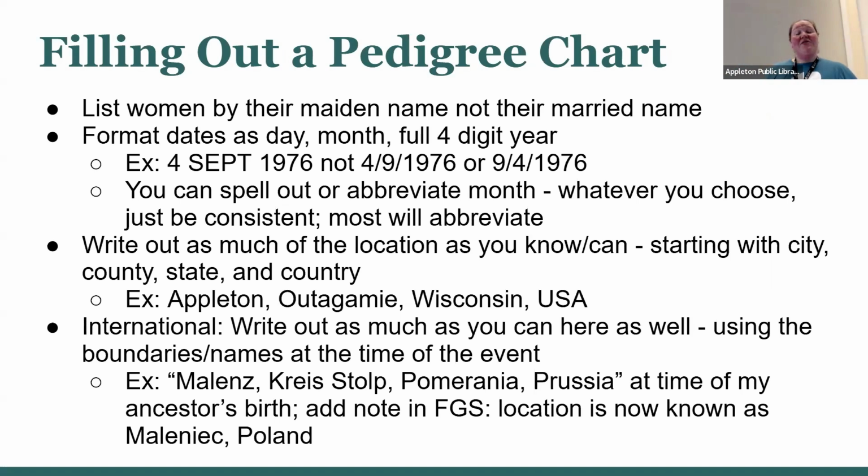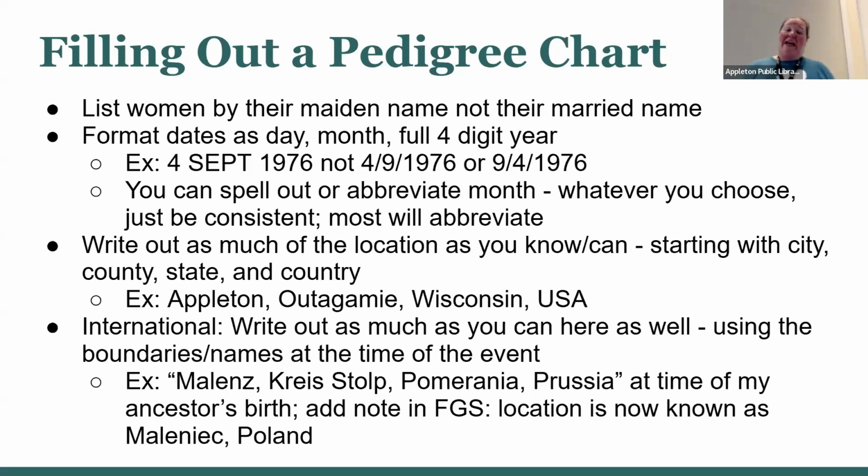You also want to format the dates a certain way. They kind of use the European format where they do the day, the month, and then the full 4-digit year. So you'd have 4 September 1976, not 4/9/1976 or 9/4/1976, because when you have a date like that, people don't know, is it April or is it September you're talking about? So by writing out that month, it helps differentiate what it really is. You can choose to spell out or abbreviate that whole month. Again, whatever you choose, I just would recommend being consistent. Most people abbreviate just because there's only so much room in those charts.